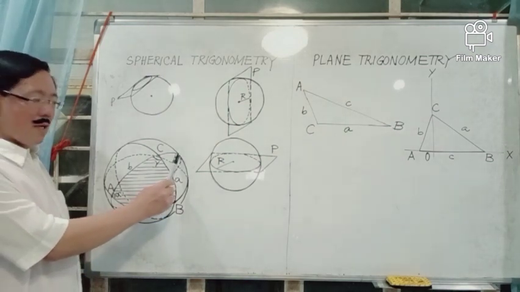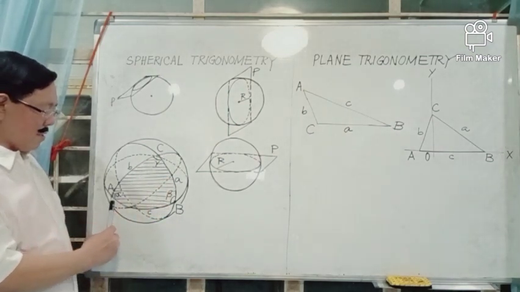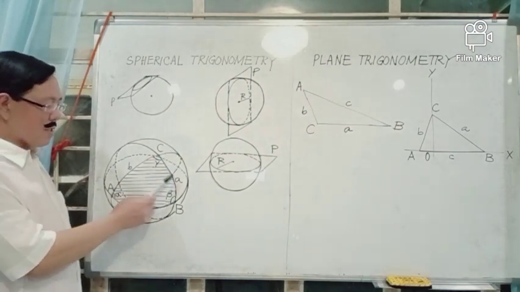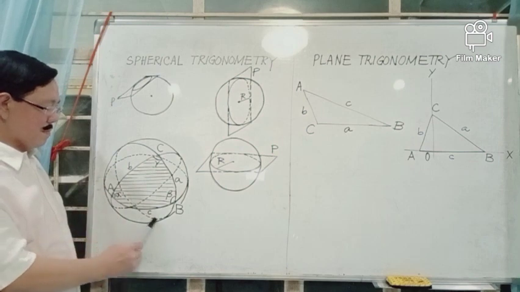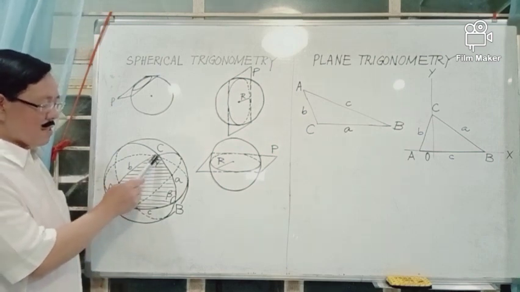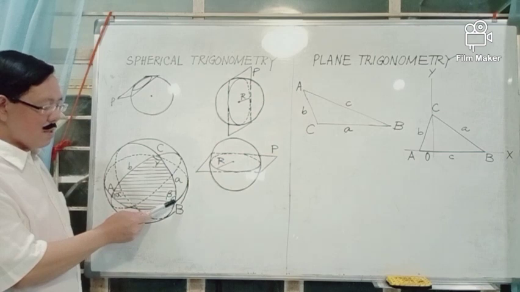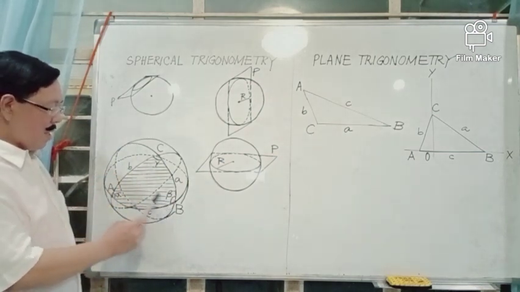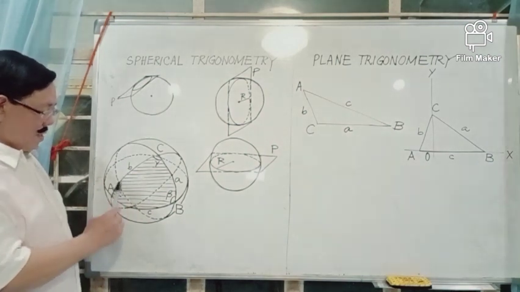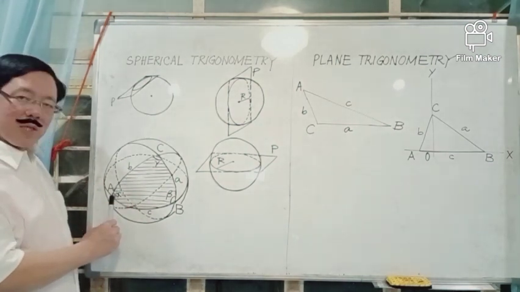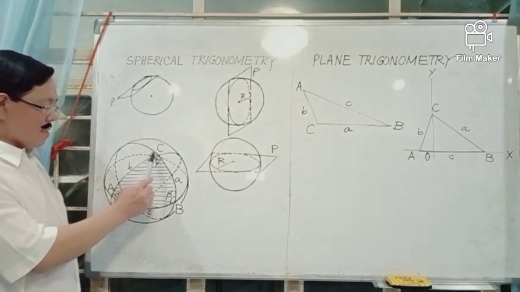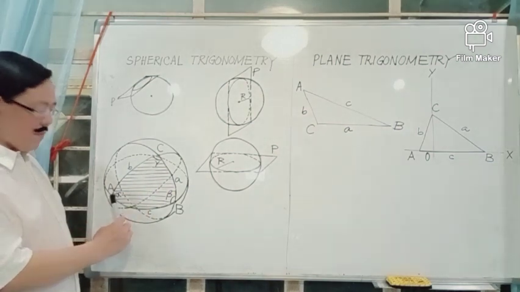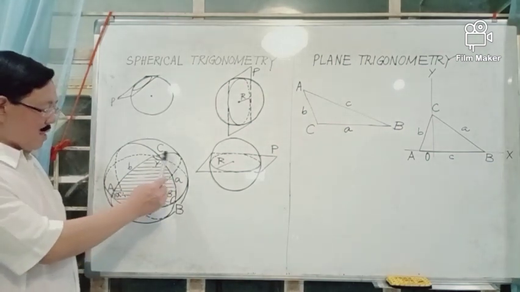This is the second great circle. And this is the third great circle. You can see that this side, small a, is an arc of this great circle. And this side, small b, through vertices A and C, is an arc of, or part of, this great circle.